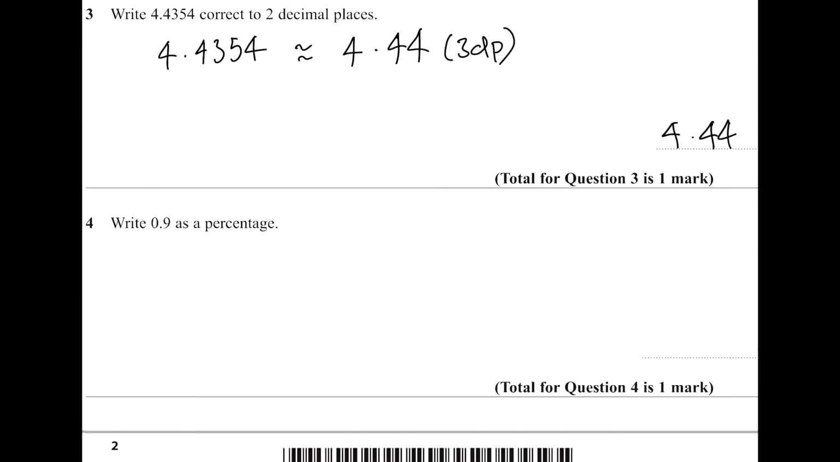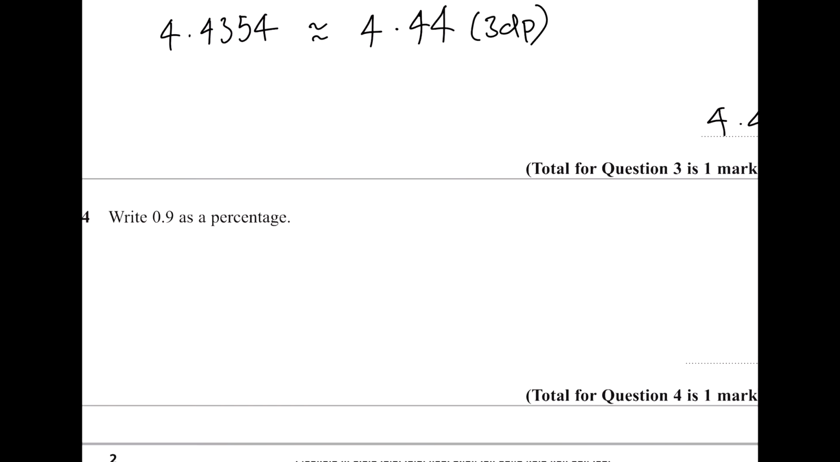Okay, writing 0.9 as a percentage. Again, remember to turn things into percentages, you just multiply by 100. So if we start off with a decimal, to turn it into a percent, we multiply it by 100. And when we multiply by 100, we move the decimal point twice, so we get 90%.